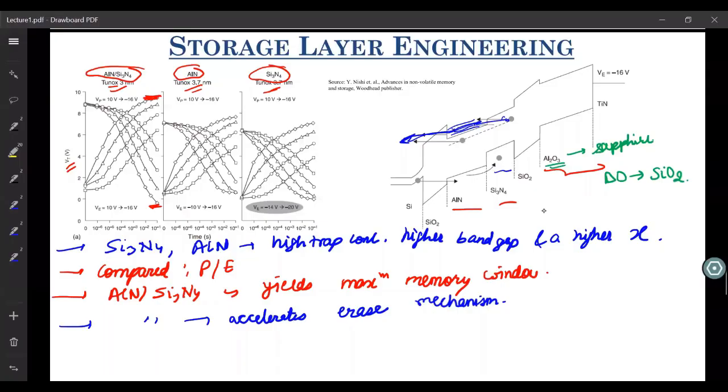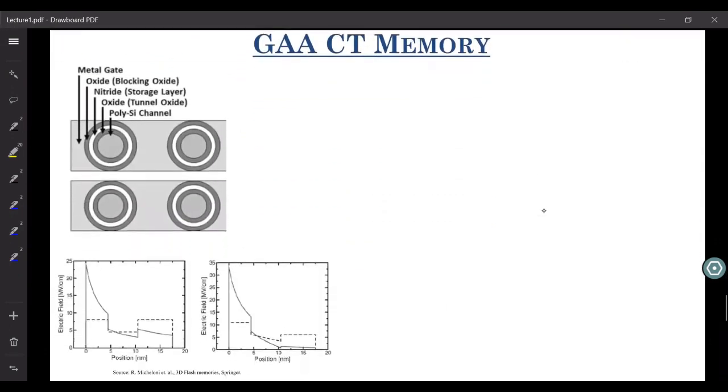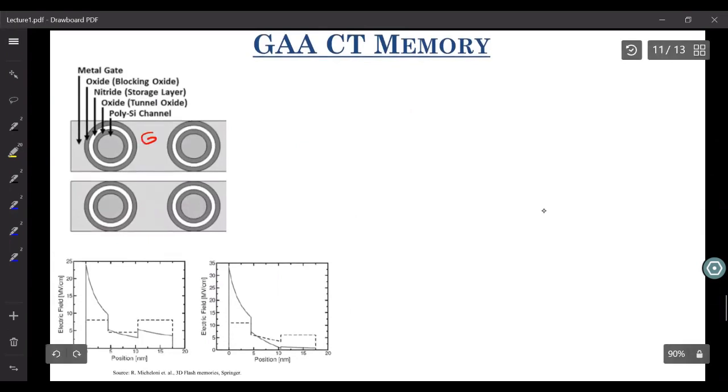Now let us also look at the shape effects. I mean, can the shape of this, if changed from a rectangular cross section to a cylindrical cross section, if some shape engineering is done, how is it going to affect your charge trap memory? So let us look at this gate all around charge trap memory, where this is your gate, this is your polysilicon channel, this is your tunneling oxide, this is your nitride layer, this is your blocking oxide, and then this is your gate. So here in gate all around charge trap memory, your channel is cylindrical.